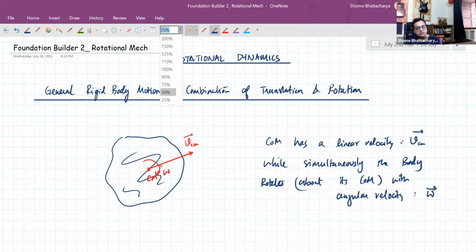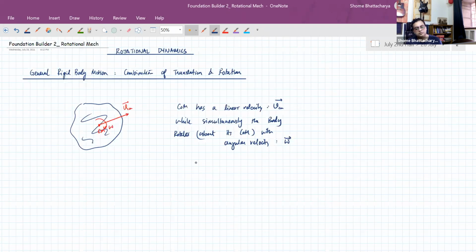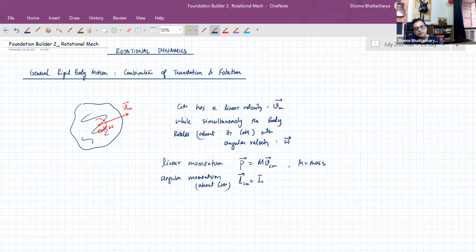So then the linear momentum P of the body will be total mass into velocity of center of mass, and its angular momentum about the center of mass will be given by moment of inertia about the center of mass axis into angular velocity.